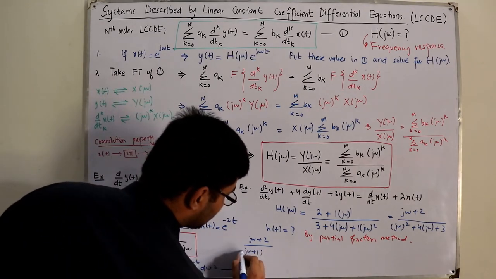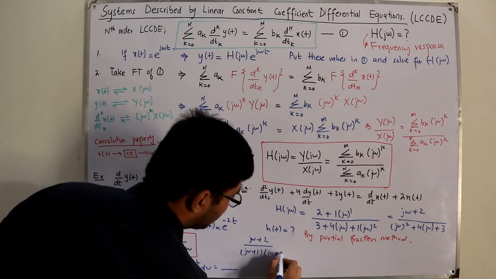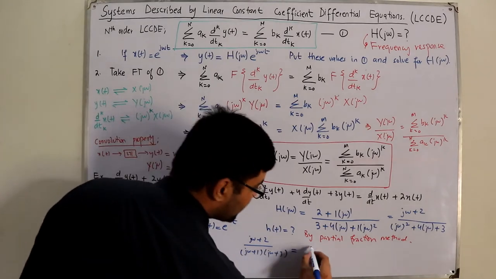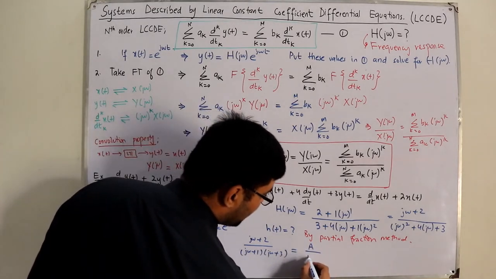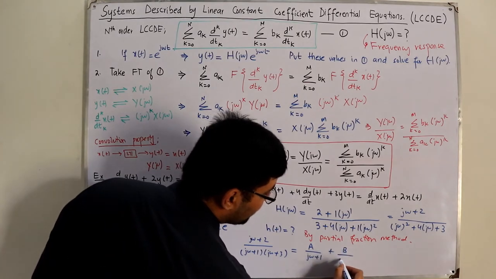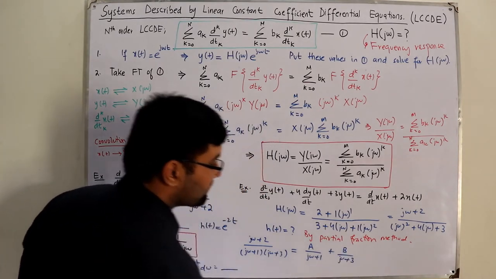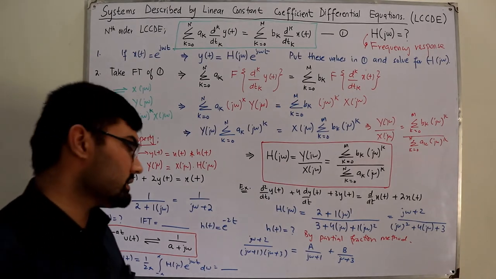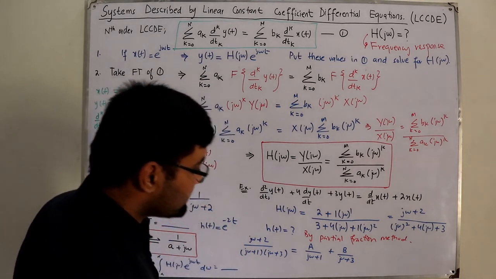j omega plus 1, j omega plus 3. So this I could write as what? I could write it as a upon j omega plus 1 plus b upon j omega plus 3. Right? And you know the partial fraction method. Can you do it yourself? Yes, you can. So what you do is you take the LCM.